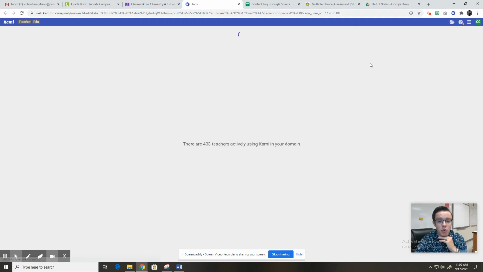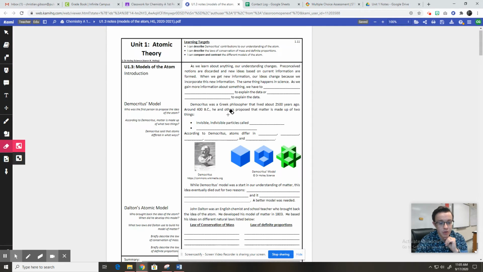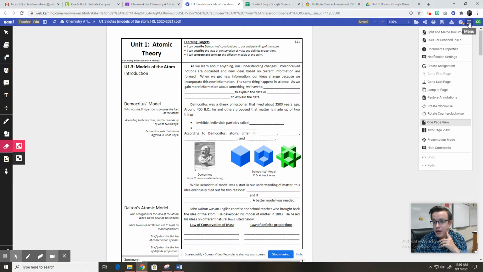And so what this is walking you through today is the different models of the atom over time. And what I mean by that is different ways that people have thought of the atom or thought the atom looked like over time. It's going to start in ancient Greece and walk you all the way up through modern day.